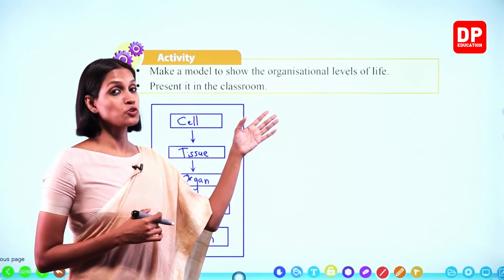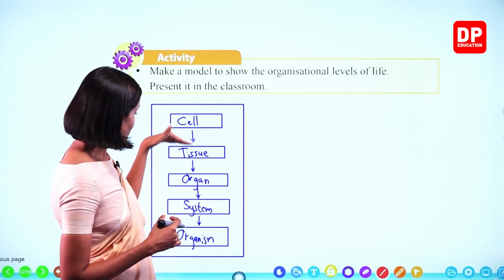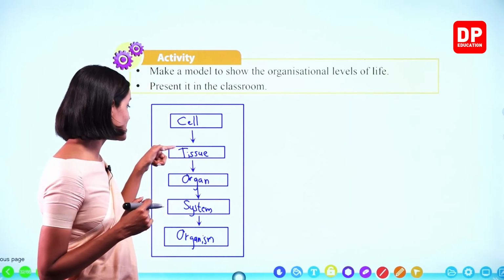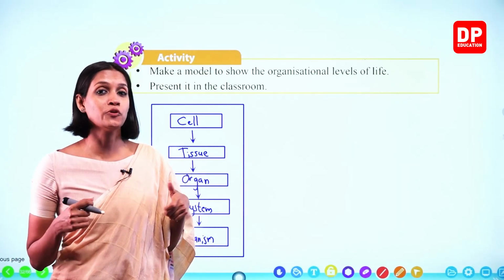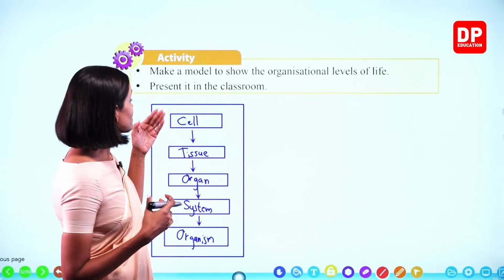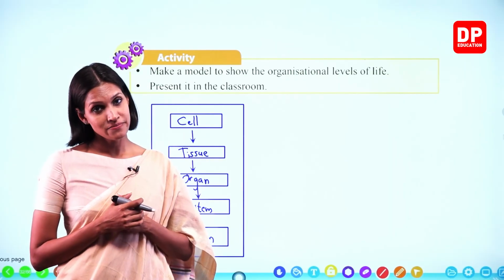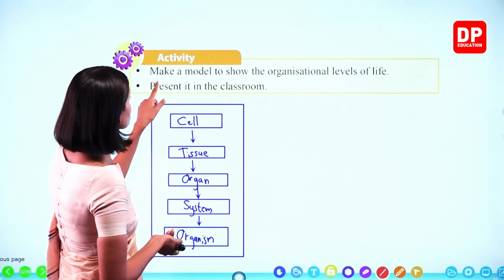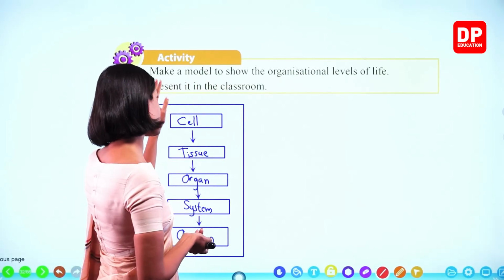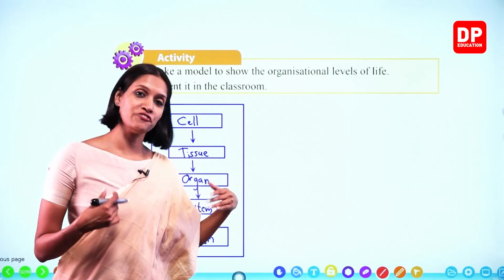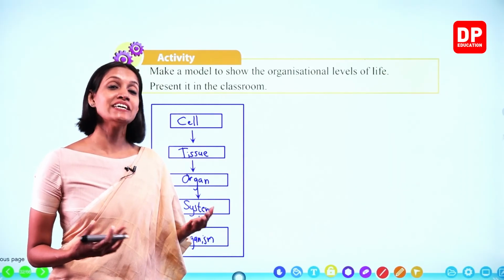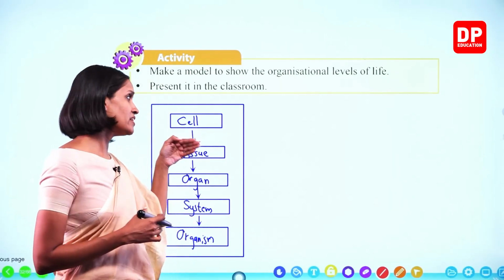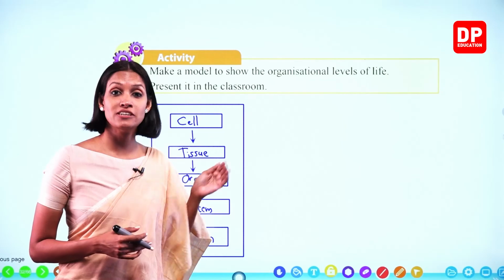If you do this as a group activity, here there are 5 levels. 5 children can hold boards related to each, and they can explain while holding the board. They can explain the details of each level to the class. Okay, children? So including examples as well. Okay, so make a model to show the organizational levels of life and present it in the classroom. There are some different ways that you can present it, and you can make it interesting the way you present and all. You can even find additional information under each level too.